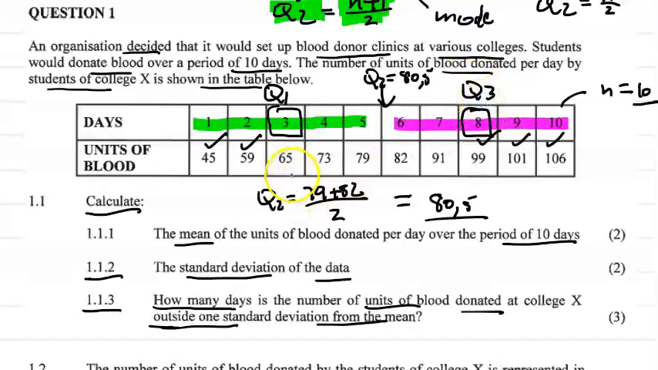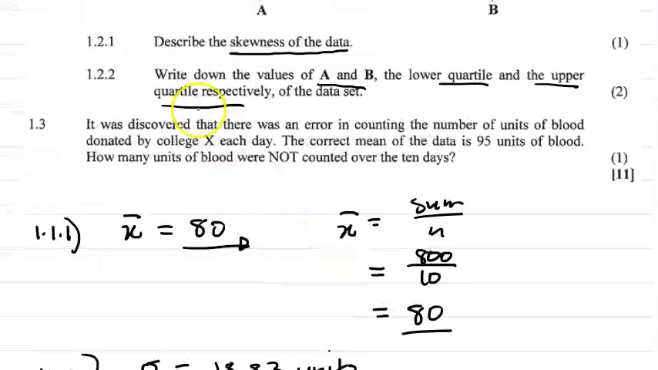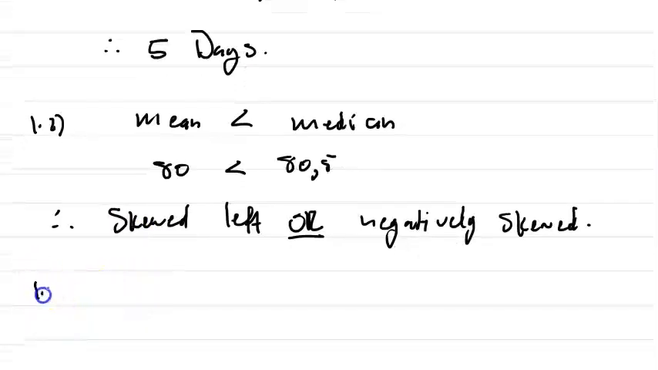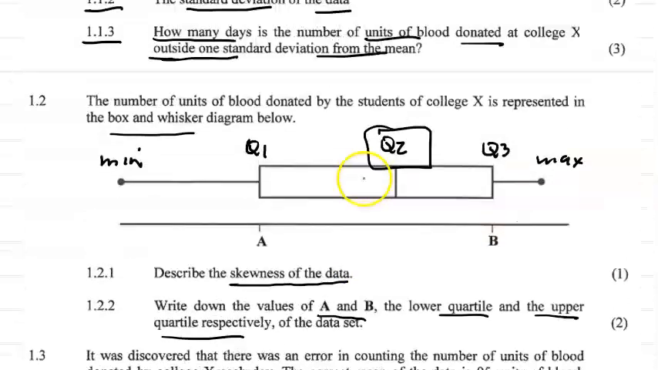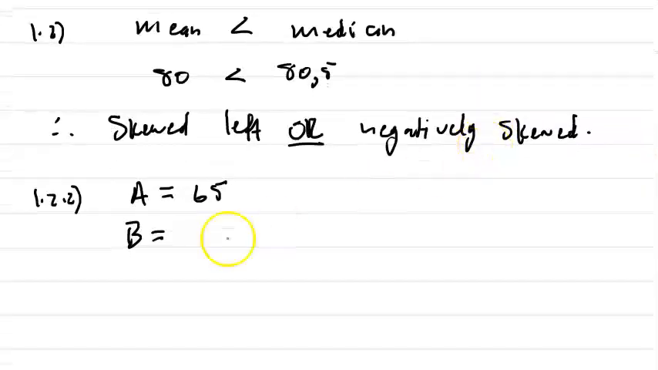So therefore, A is going to equal 65. So for 1.2.2, A is going to equal 65 and B is equal to 99. B is equal to 99.